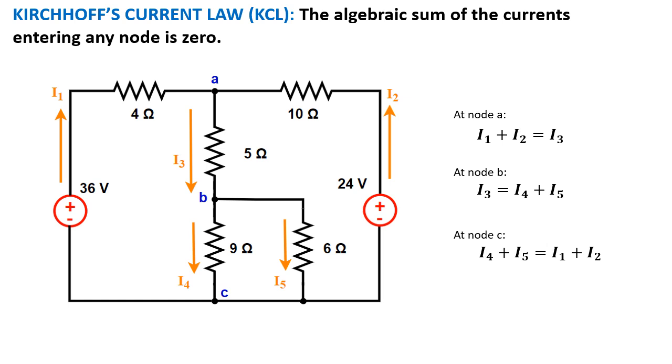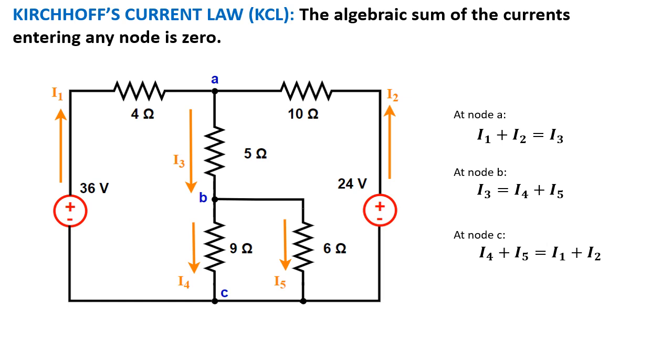Okay, let's try to work with this network right here. Notice that this network has two independent voltage sources, 36 volts and 24 volts. It also has five resistors in it. As you can notice, there are five branches. We have I1, I2, I3, I4, and I5. We also have three nodes. We have node A, with three branches involved. We have node B, with another three branches involved. And we have node C.